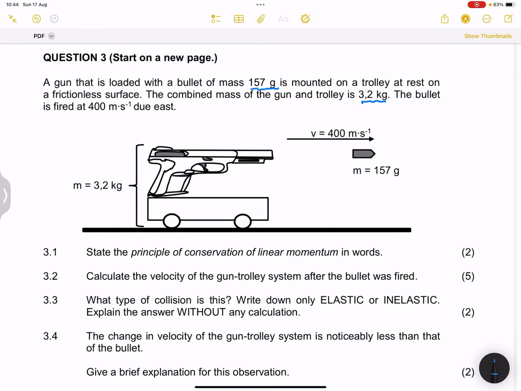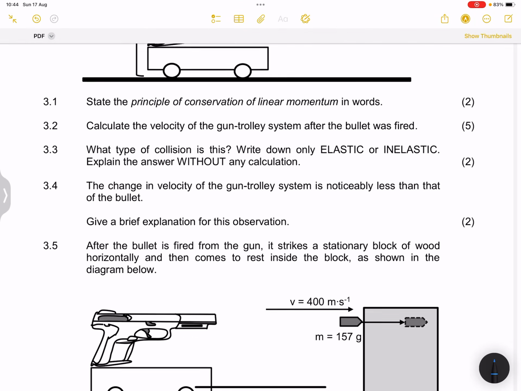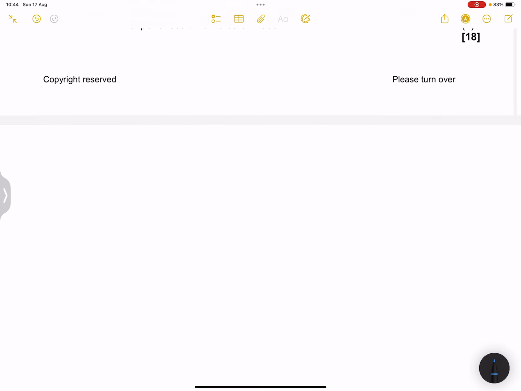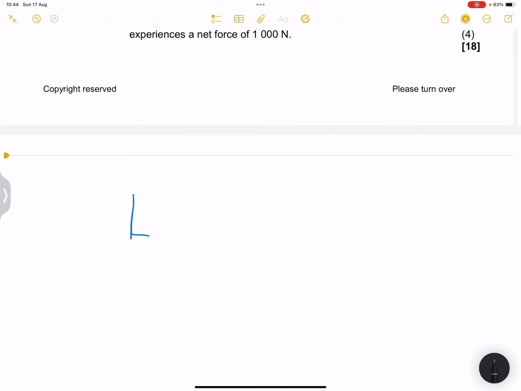bullet was fired. Right. Now, ladies and gents, we need to be very, very aware of what scenario we have here. So initially, we had a gun and a bullet that were at rest. Which means momentum before collision was actually 0. So what I'm going to do is, let's try and answer the question over here. I'm going to try and draw a gun. So there's our gun. It has a bullet on the inside. So these are sitting on this trolley.